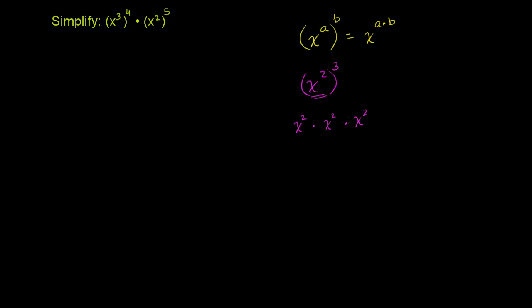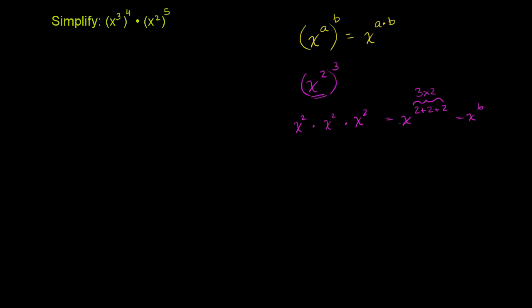Now, what does this mean over here? Well, there's a couple of ways to do it. You could just say, look, I have the same base. I'm taking the product. I can just add the exponents. So this is going to be equal to x to the 2 plus 2 plus 2 power, or essentially x to the 3 times 2. This right here is just 3 times 2. So we get x to the sixth power.